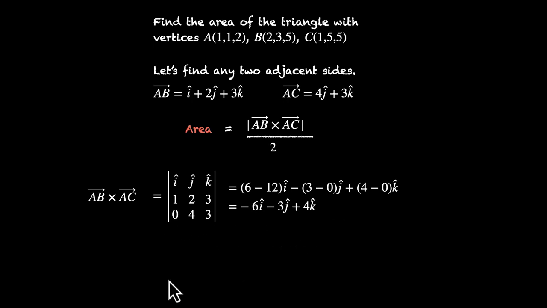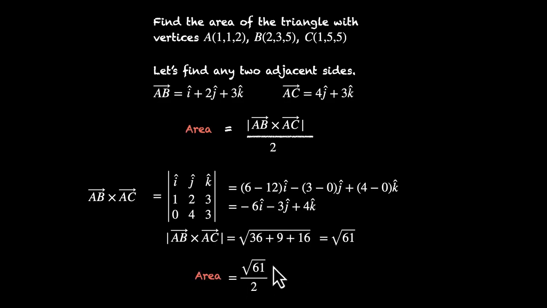What we need is the magnitude. So let's take the magnitude of this. That's equal to square root of 6 square plus 3 square plus 4 square. That's 36 plus 9 plus 16. So 16 plus 9 is 25. 25 plus 36 is 61. So the magnitude is square root of 61. So the area of this triangle is half of it. That's root 61 by 2.